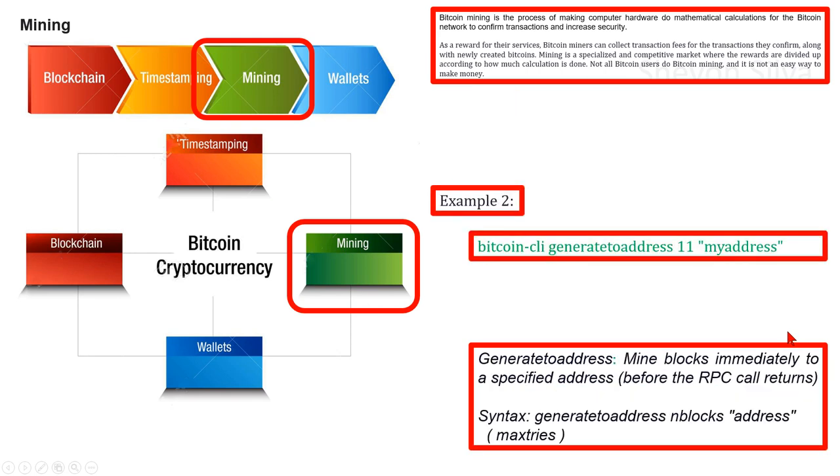As example two, we can consider this one: bitcoin-cli generatetoaddress 11 my address. Generatetoaddress mines blocks immediately to a specific address before the RPC call returns. The syntax is generatetoaddress nblocks address and maxtries.